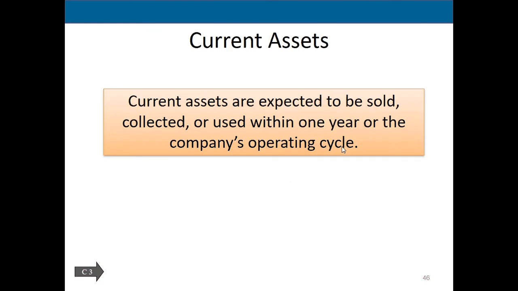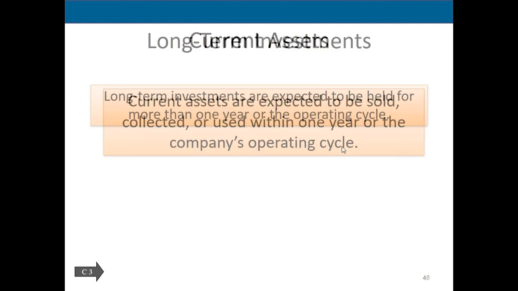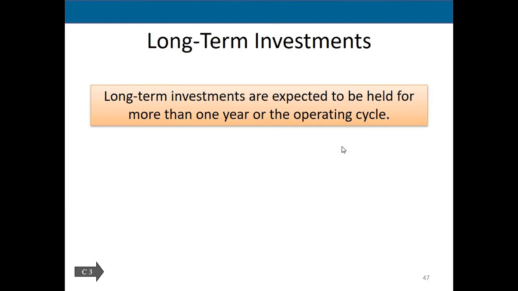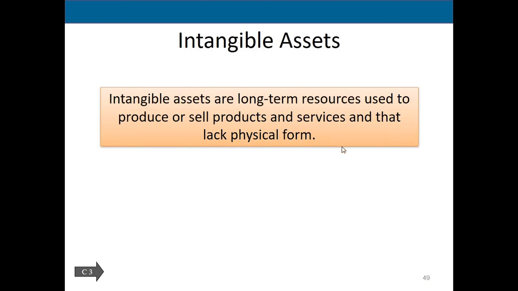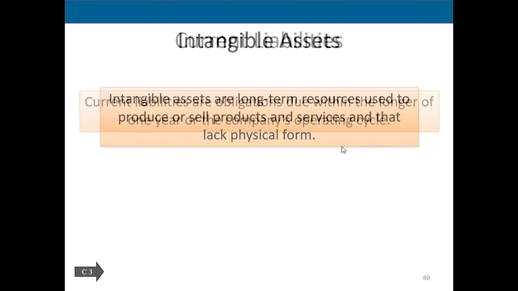Okay, current assets, again, expected to be sold, collected, or used within a year. Long-term is anything more than the 1 year operating cycle. Plant assets are tangible, long-lived assets like buildings. We just talked about those. Intangible assets, things that you cannot touch. Things like patents and copyrights. Those last usually for more than 1 year, but they're intangible. You can't really touch them, but they have value to you. When you buy a trademark, that has value, right?